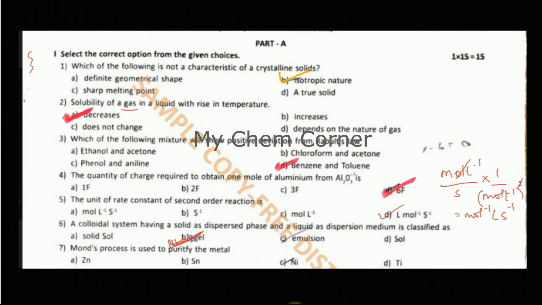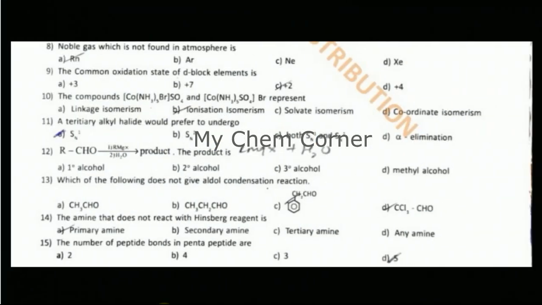Alright, there's a table for it. You are expected to know that table correctly. Then the seventh one: Mond's process is used to purify a particular metal. Which is that? Only nickel. This is from metallurgy.